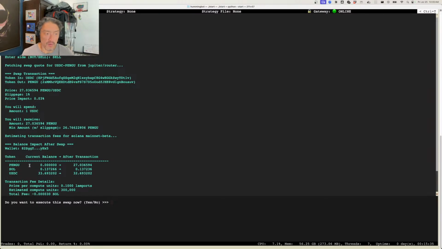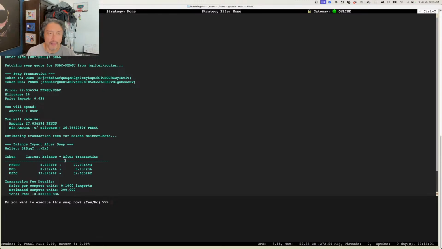Now this also shows you the balance afterwards, because we would get some Pengu, we would see some USDC go down, but we would also see our SOL balance go down because there's some fees associated with this transaction. Every blockchain transaction, unlike trading on a centralized exchange, does require some type of blockchain fee, gas or compute units, those kinds of things.